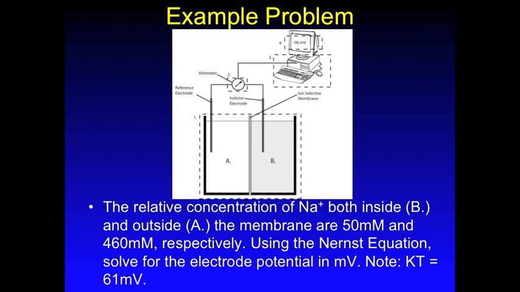Once again, let's try to apply what we have learned. The relative concentration of sodium ions both inside, B, and outside, A, the membrane are 50 millimolar and 460 millimolar, respectively. Using the Nernst equation, solve for the electrode potential in millivolts. Note that K times T equals 61 millivolts.